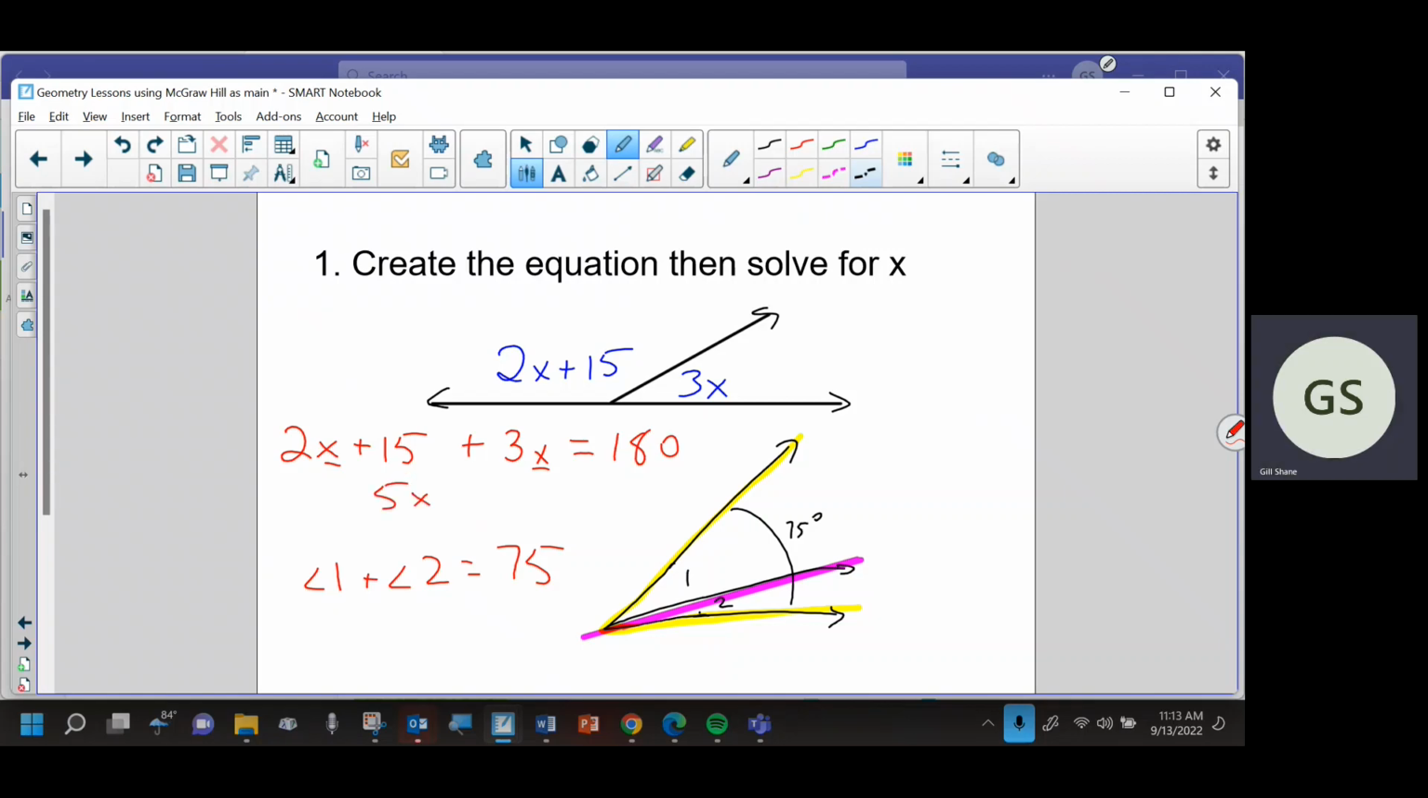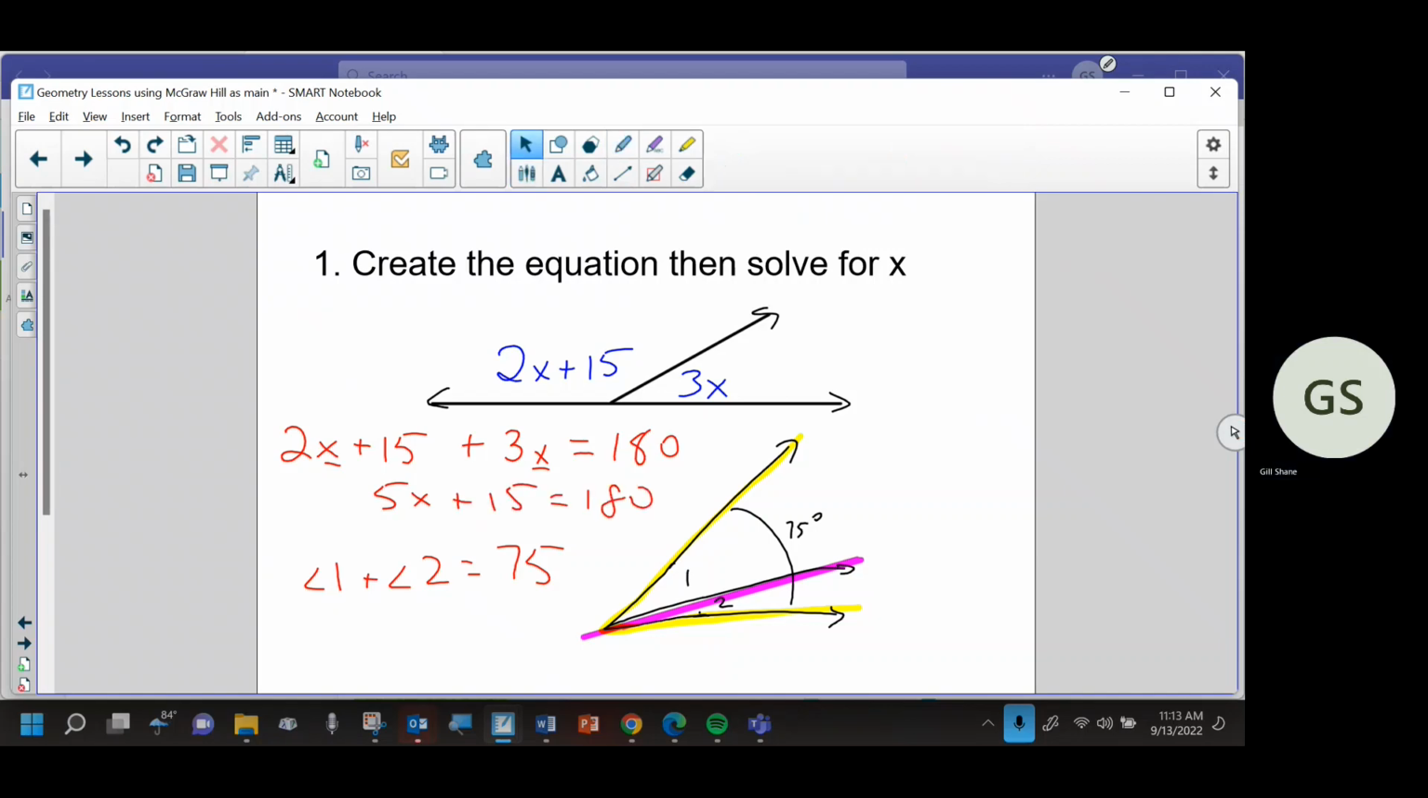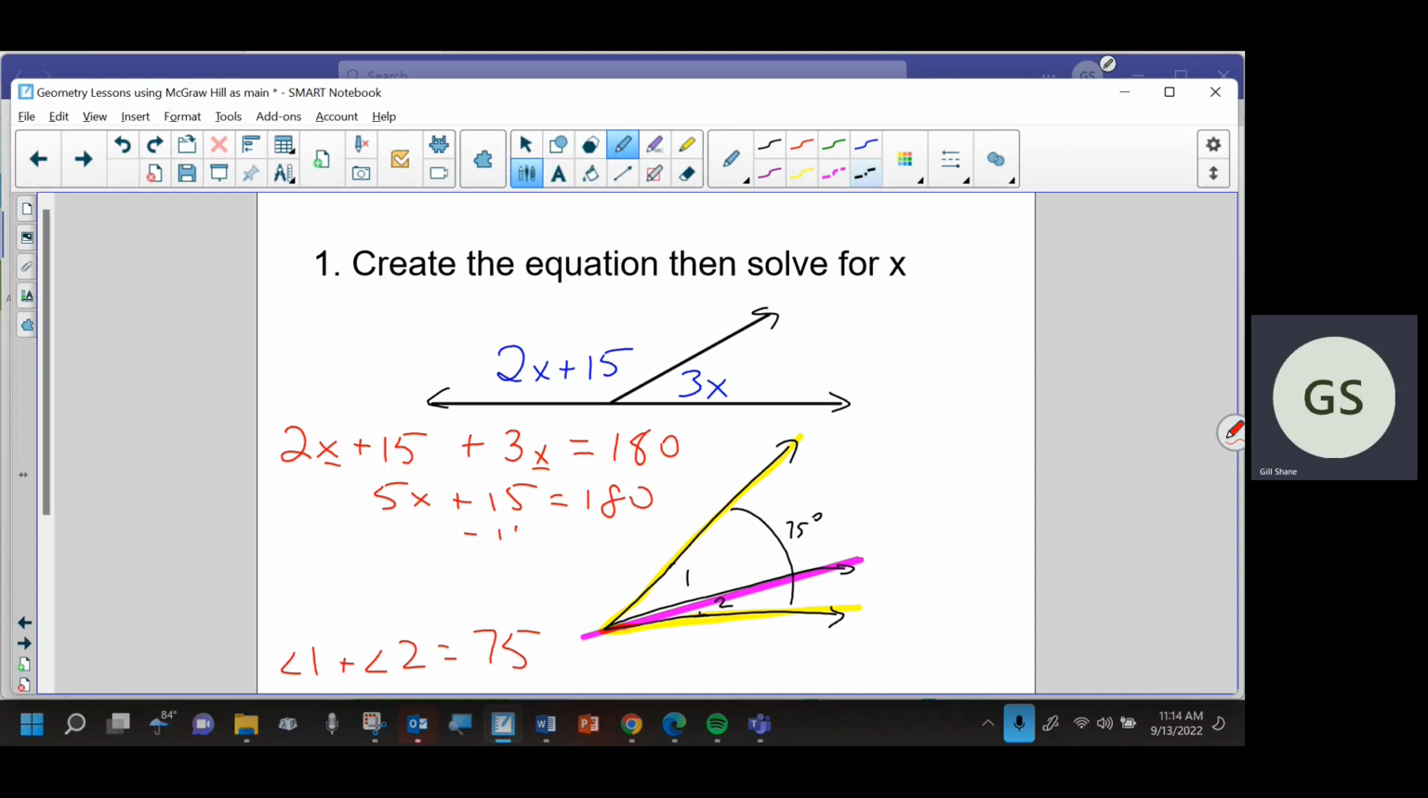So that'd be 5x plus 15 equals 180. That's now a two-step equation. So I subtract 15 on both sides. Whatever I do on one side, I have to do to both sides. So 5x equals 165, I believe. So then I divide by 5.